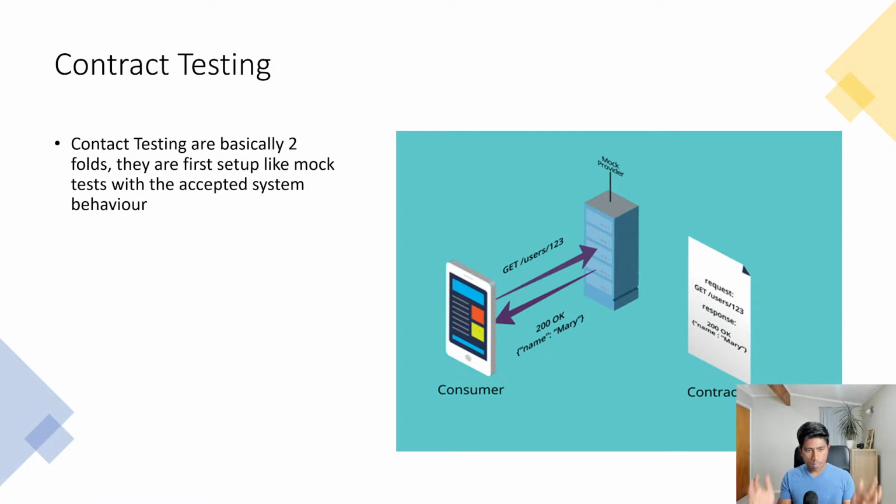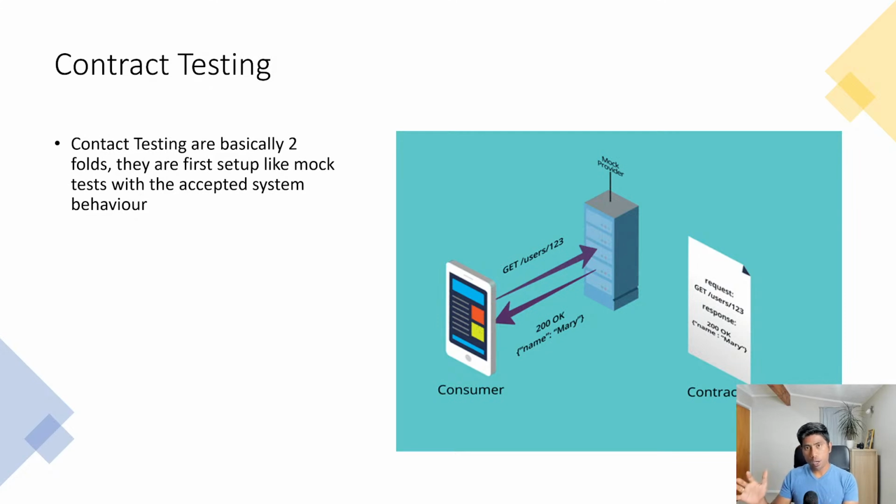So this accepted system behavior is what is called the contract, or many different tools have their own naming. The tool which we are going to see in this video is Pact. So it's called Pact. Basically, the contract that you're seeing over there is the contract that you write based upon whatever request you're passing in, and what is the response that you really want from the system, right?